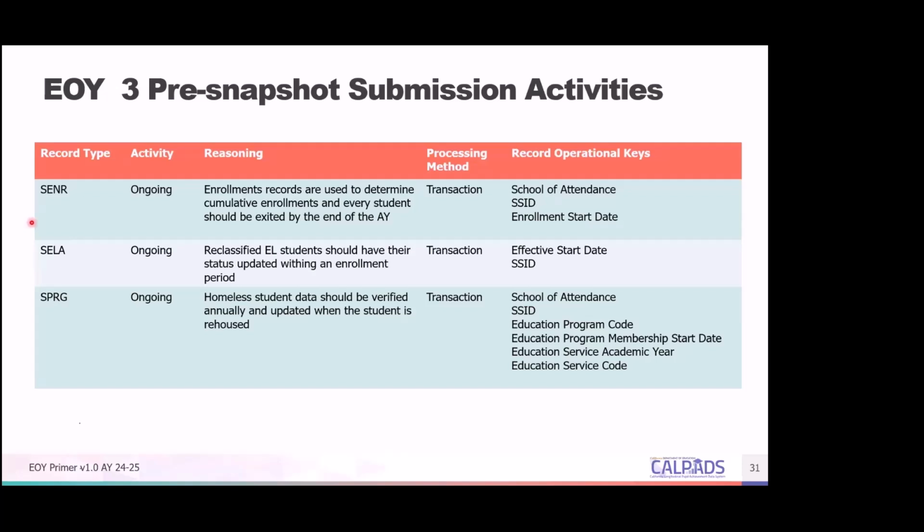Homeless student program records submitted at any time during the school year are counted in end of year 3, so there is no need to wait to submit your SPRG records. These are going to be your SPRG records that use a program code of 191 for the homeless program, and there's no need to wait until May 6th to submit these records. These should be submitted and updated as early and as frequently as possible, or as deemed necessary locally, so that students experiencing houselessness are receiving services associated with that program.